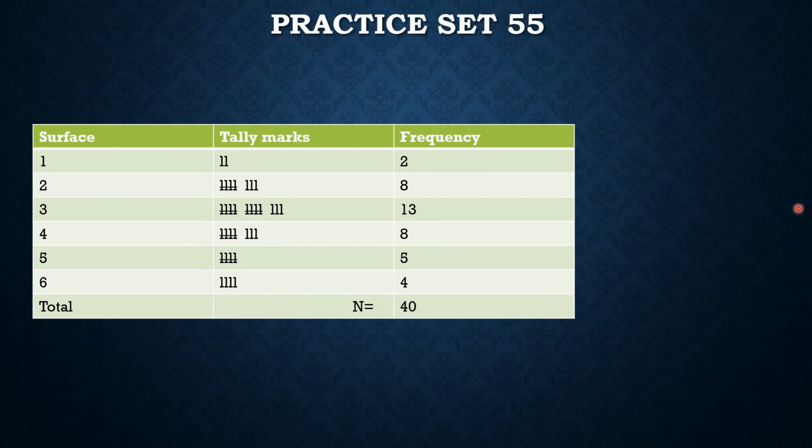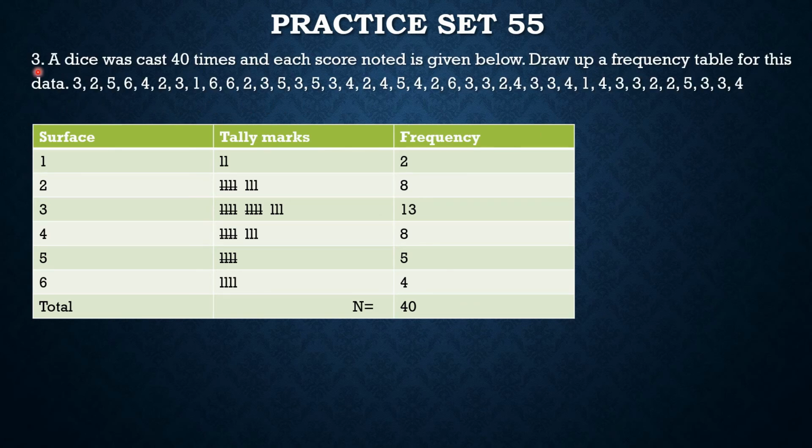Now practice set 55, question number 3. A dice was cast 40 times and each score noted is given below. Draw up a frequency table for this data. So the dice coming up 40 times. So total n is 40, already given. We have to see the number of numbers coming on the dice. 3, 2, 5, 6, 4, 2, 3, 1 and so on. So 40 times we are shuffling the dice.